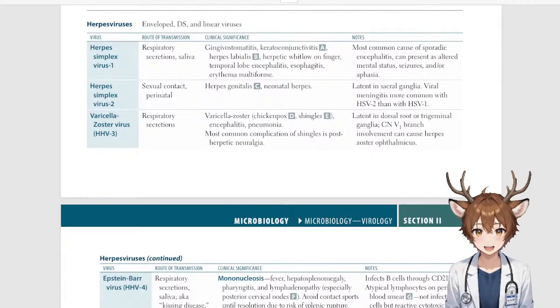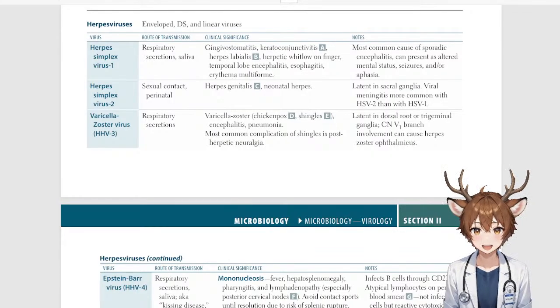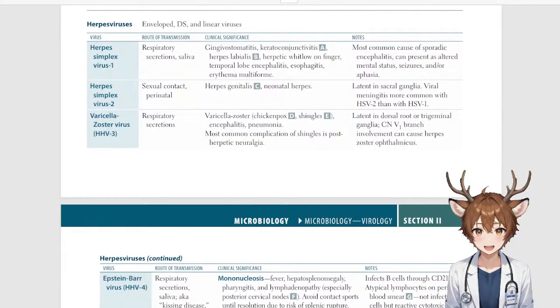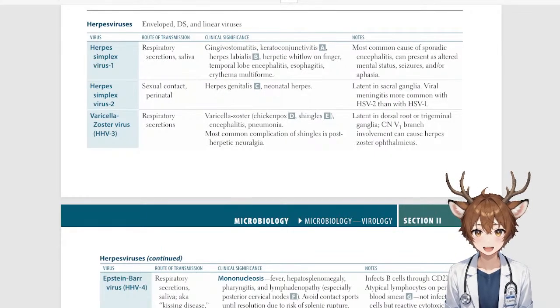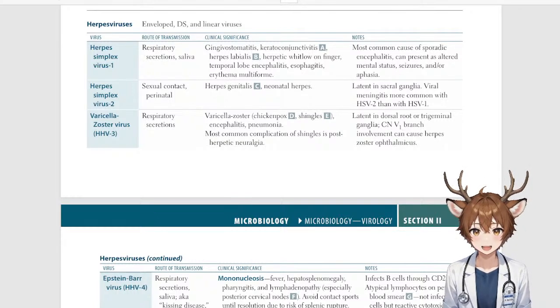Notes. HSV1 is most commonly latent in trigeminal ganglia, and is the most common cause of sporadic encephalitis, which can present as altered mental status, seizures, and/or aphasia. It's pretty crazy that this very common condition, which a lot of people have, can lead to a really serious problem, sporadic encephalitis, which you do not want to have.